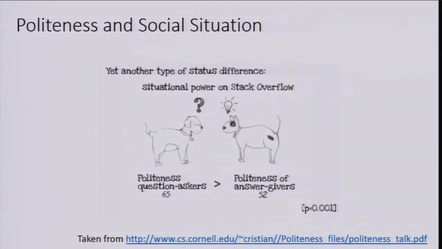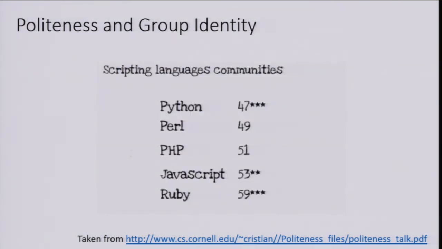The third one they looked at is when you ask for something, so when you are at the receiving end versus the giving end. You are asking means you are at the receiving end, and these people are giving the answer, so they are at the giving end. So the receiving end people are much more polite than giving end people, which is also kind of obvious. And the last one is within Stack Overflow, if you look at the different programming language communities, it's also a cultural thing. All groups are not equally polite. So the paper says the best language to work with is Ruby, because you really are surrounded by polite people who will answer your questions and all. And the worst is Python. But I guess most of you work here on Python.